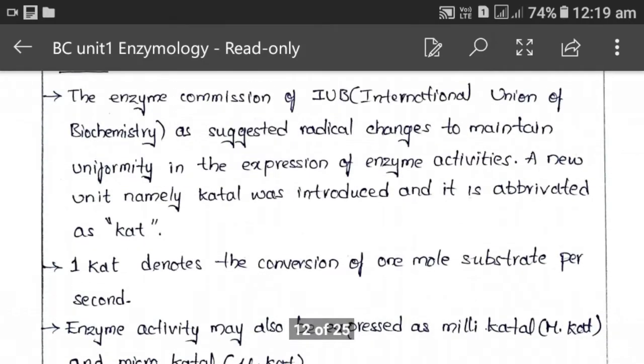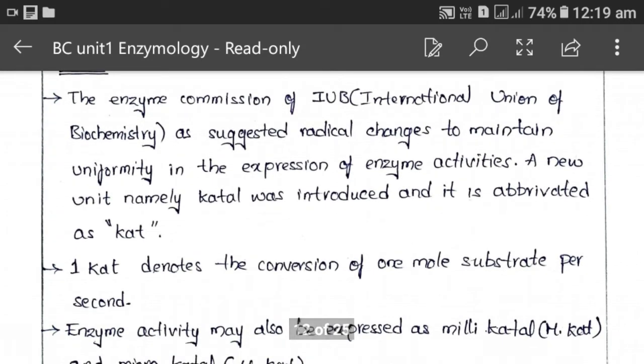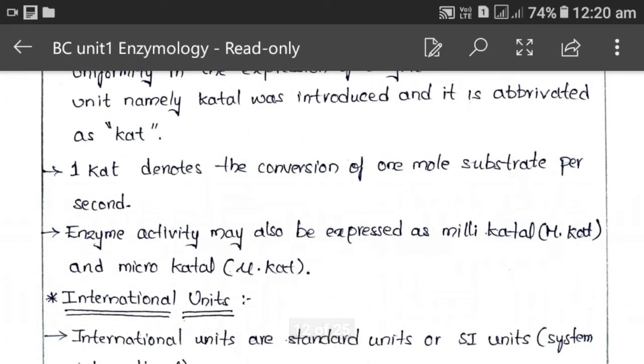What is katal? The katal was introduced by the Enzyme Commission of the International Union of Biochemistry. They suggested the usage of katal, and gave the abbreviation kat. One kat denotes the conversion of 1 mole of substrate per second. The enzyme activity may also be expressed as millikatal and microkatal.